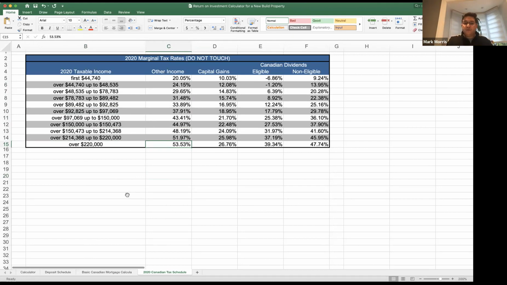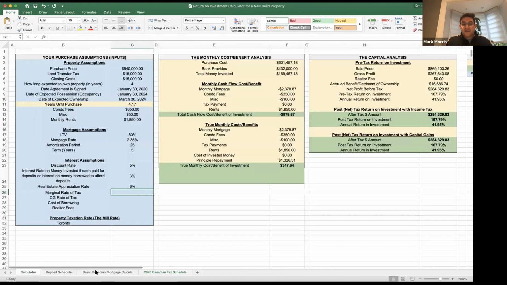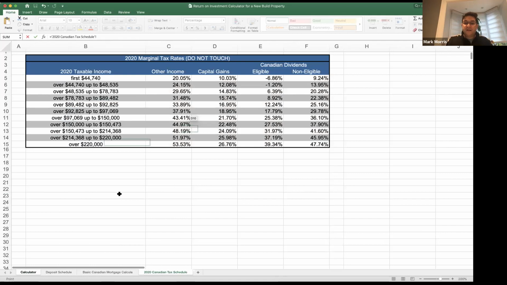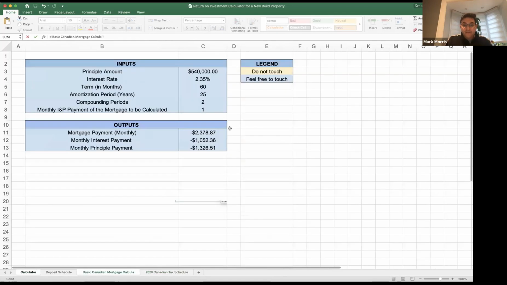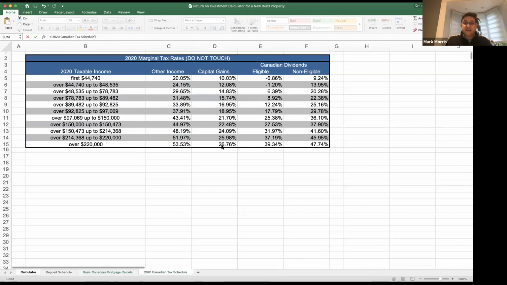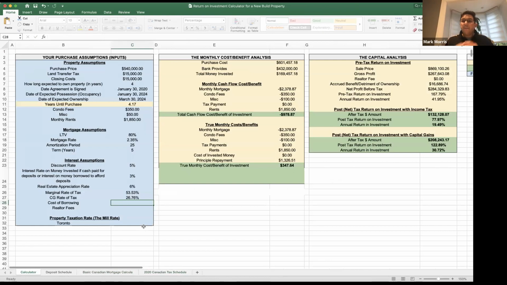So what's my marginal rate of tax? Well, I'm going to assume in this case that the marginal rate of tax is the 54%. And I'm going to assume that the capital gains rate of tax is the 26%. So I am assuming that the people who are using this calculator are making more than $220,000 a year. If they are not, you can pick a different level. But for now, I'm going to assume that.